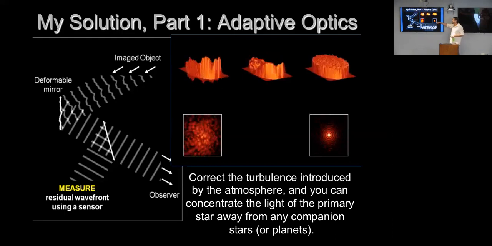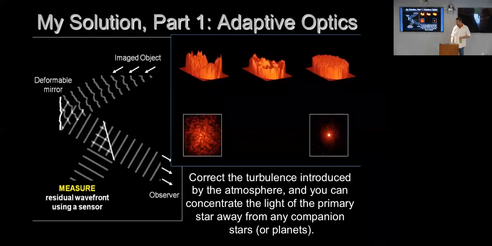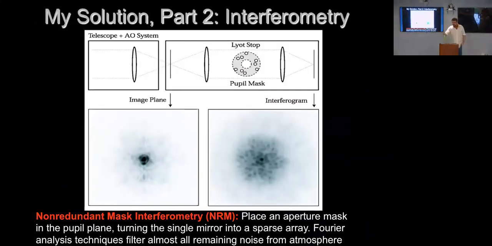Out in here, you can use angular differential imaging, spectral differential imaging, etc., to say, am I seeing an artifact, a speckle, or a real companion? In here, none of those work. The rotation's too low, the wavelength dependence of the angles is too small, etc. So the solution, part two for me, is to use interferometry.